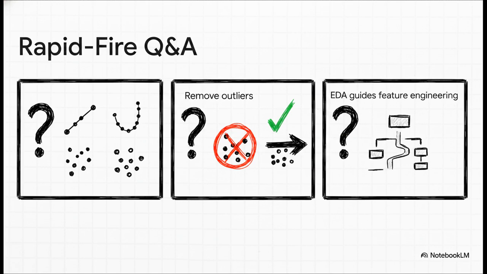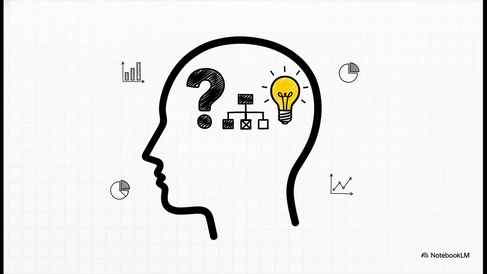When should you remove an outlier? Only when you are sure it's an error. Otherwise, it could be the most important data point you have. And how does EDA guide feature engineering? It's your treasure map. It tells you what to transform, what to combine, and where the most valuable new features are hiding. So if you take one thing away from all of this, let it be this.